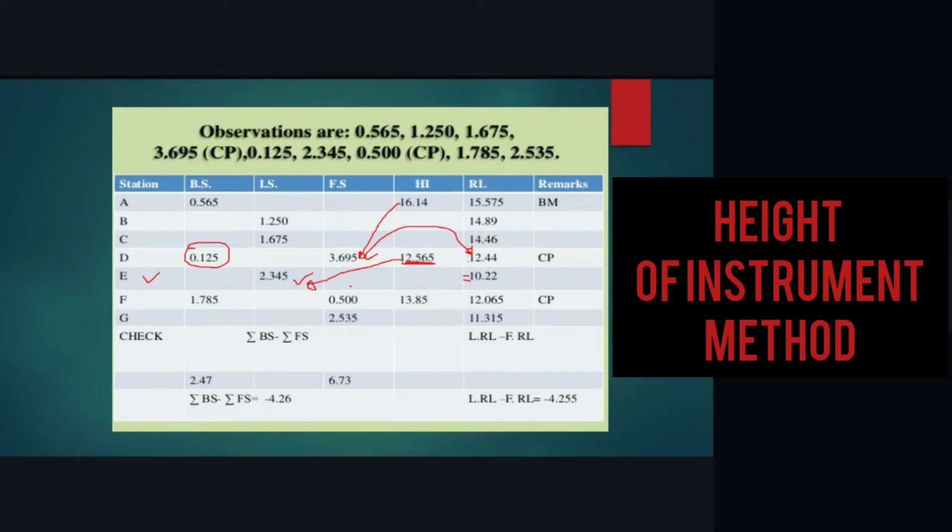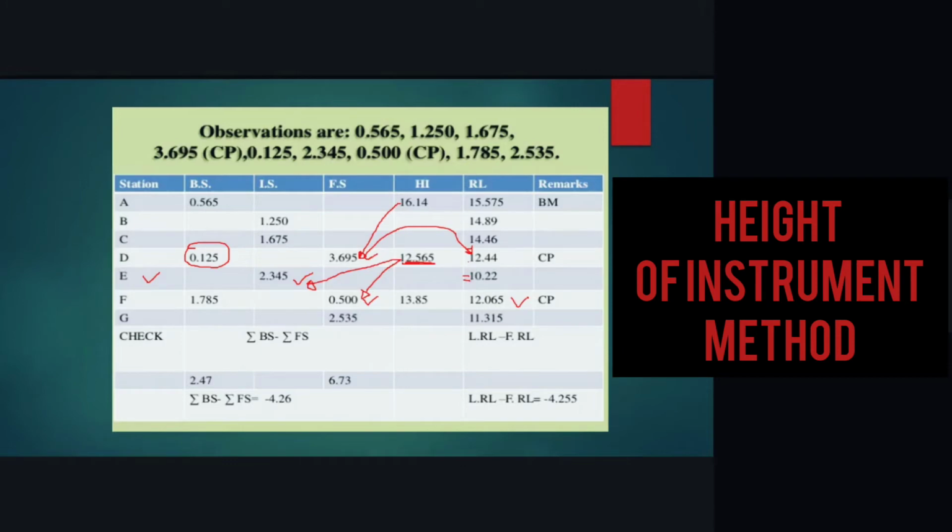And the seventh reading, which is 0.50, again this is a foresight reading, and after this the instrument will be shifted. So from 12.565, you are going to subtract 0.50. So this is the reduced level of 12.065. And after that, the instrument is shifted.